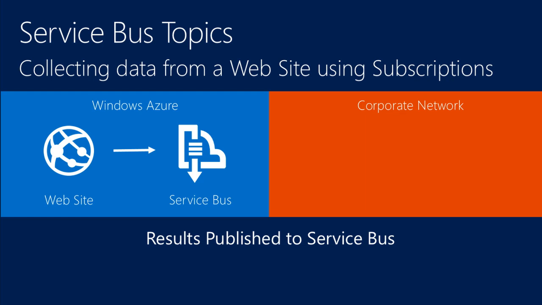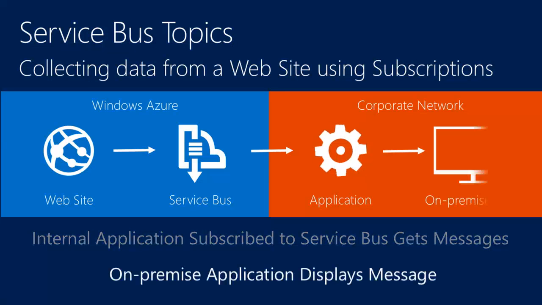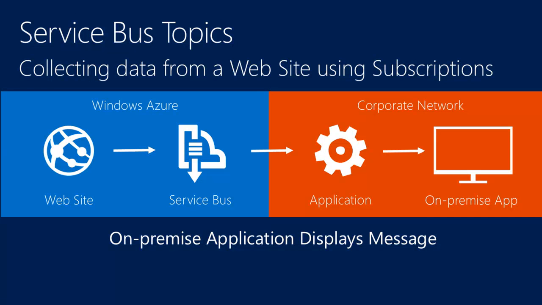So the website is going to send a message up into the service bus topic. On my corporate network, I've got an application that has subscribed to that service bus topic. And whenever the topic gets a message, it's going to get that message back down. Now, the nice thing about this, if you saw that code before where I have the while true, probably made your hair stand on end, you don't have to worry about that anymore. There's none of that while true stuff. None of that old queuing stuff. You don't have to set up a loop. Service bus has some syntax that will make that easy for you. And then the on-premise application is going to display a message.